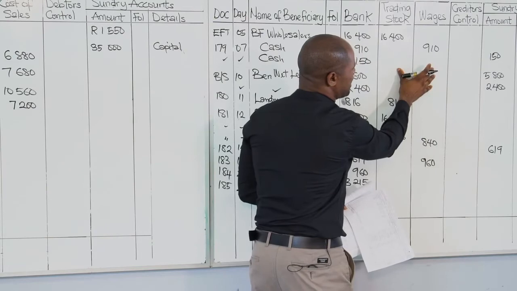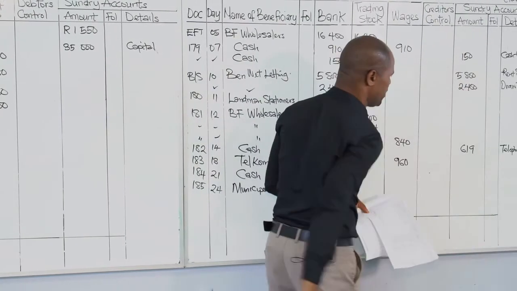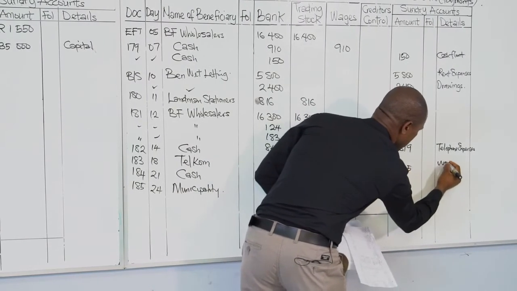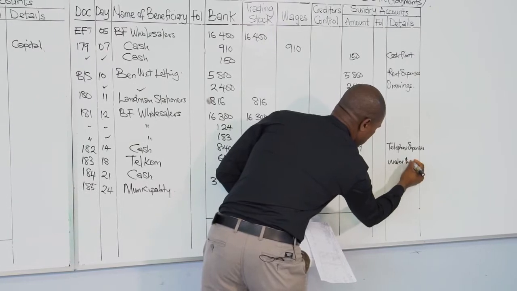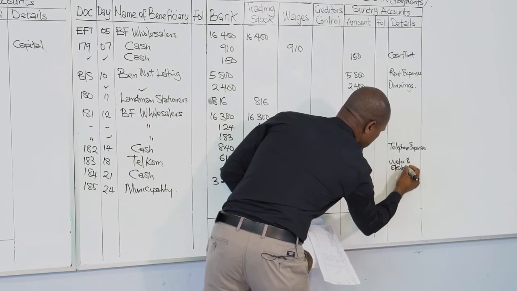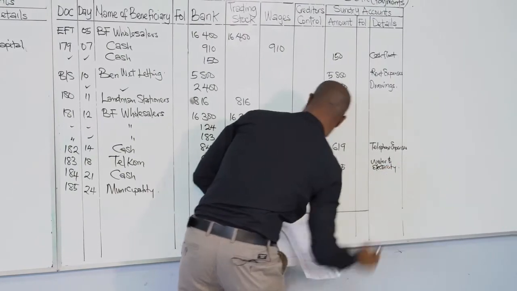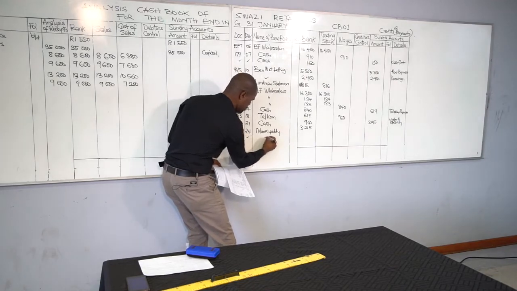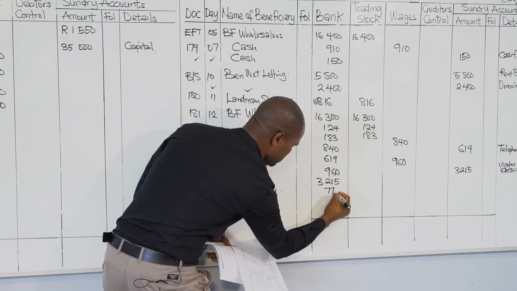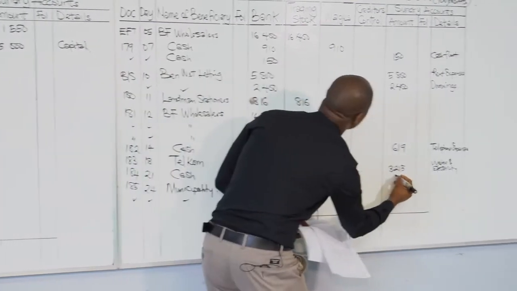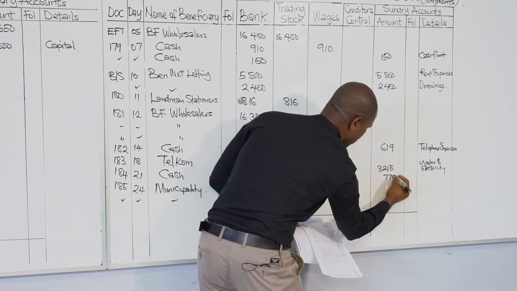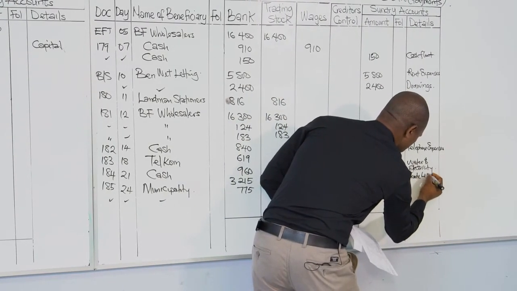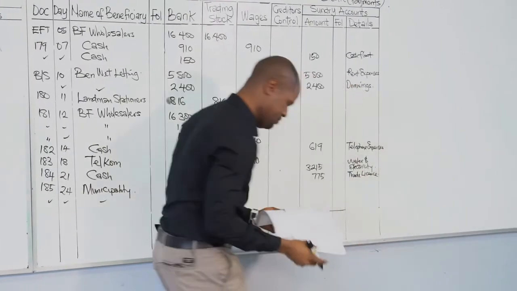I don't have a column for water and electricity, so it goes into my sundry account, which is going to be 3,215, water and electricity. Then the second one, the same beneficiary, the same check, the amount is 775. It goes into the sundry account also, 775 as trade license.